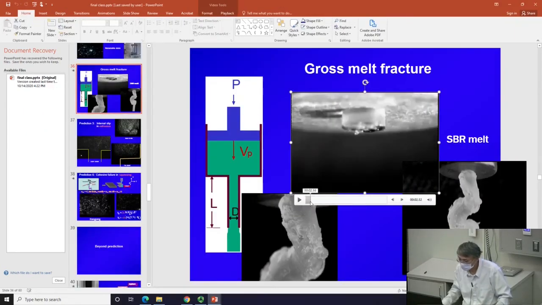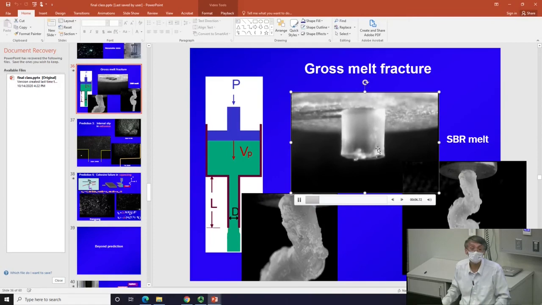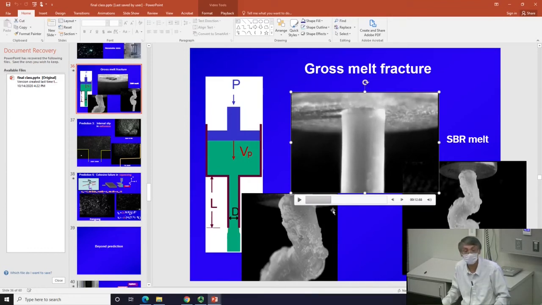And the interesting thing, as you can see, is when you restart the experiment, whatever was originally already in the die comes out very smoothly. This is the final photo. You can see something very remarkable here. Look at what we call die swell.